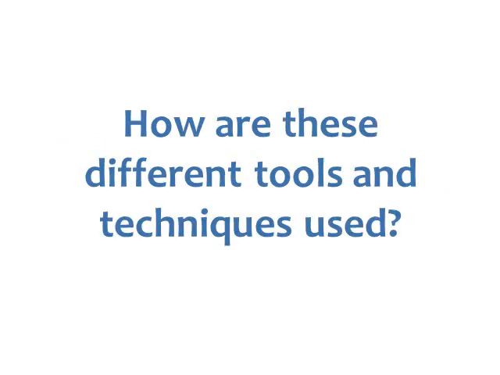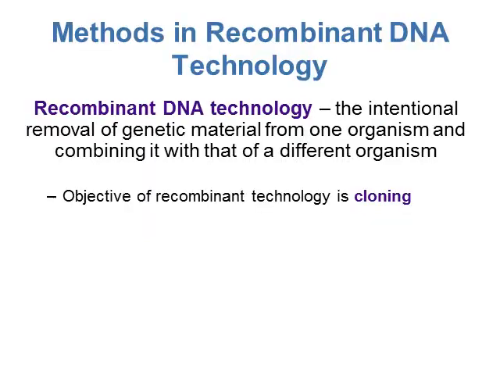So we're going to look at this question: how are these different tools and techniques used in this applied science? One thing that we can do in genetic engineering is recombinant DNA technology. This is where we have an intentional removal of genetic material from one organism, and we're going to put it into a different organism, or combine it with a different organism. So the object of this recombinant technology is cloning: taking a gene or DNA from one organism and cloning it into another organism.